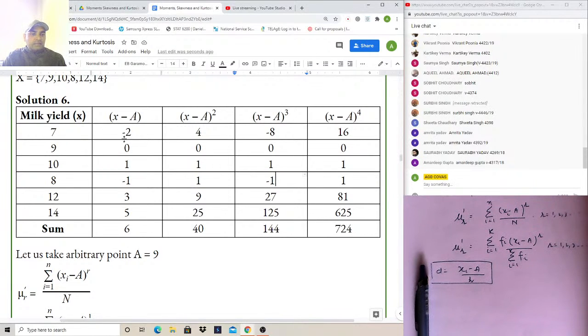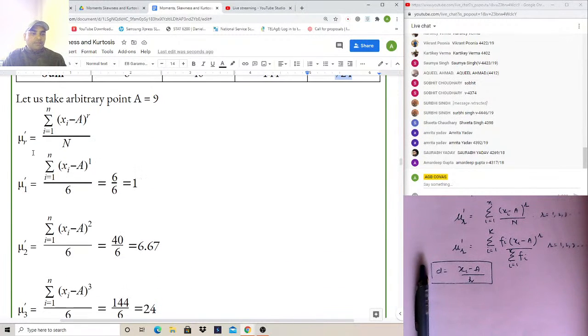So x minus a will be: 7 minus 9 is minus 2, 9 minus 9 is 0, then 10 minus 9 is 1, then 8 minus 9 is minus 1, 12 minus 9 is 3, and 14 minus 9 is 5. The sum of these values comes out to 6. Similarly, when we square them, the sum comes out to be 40. For the cubes, it is 144. And for power 4, it comes out to be 724.